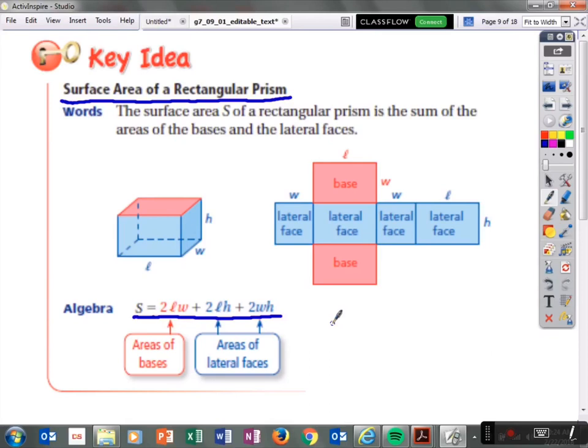So let's pretend like that door's not there. How many surfaces would be in this room? Six. Ceiling. Paint the floor.